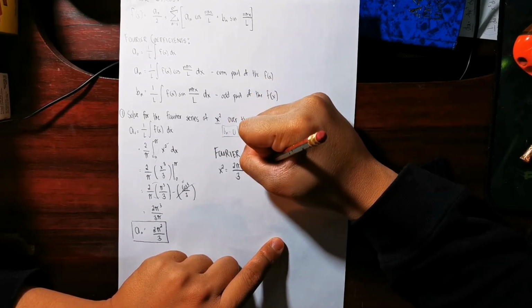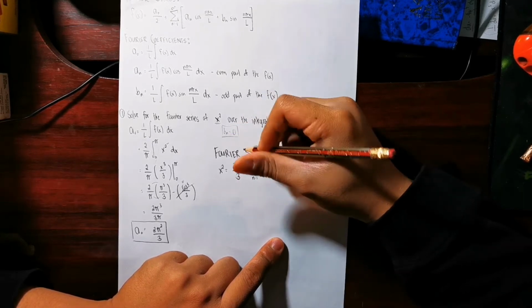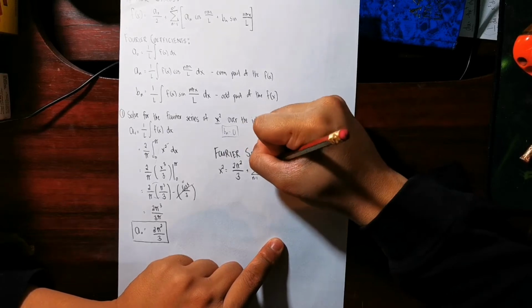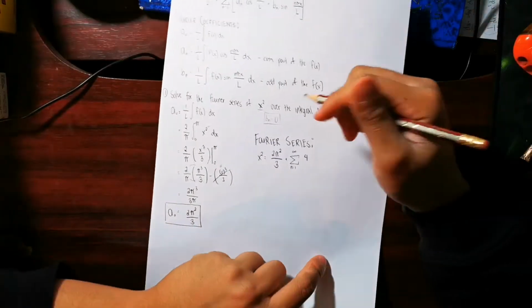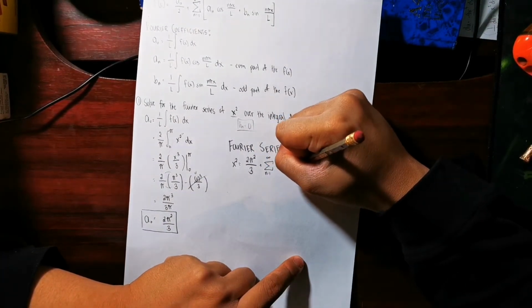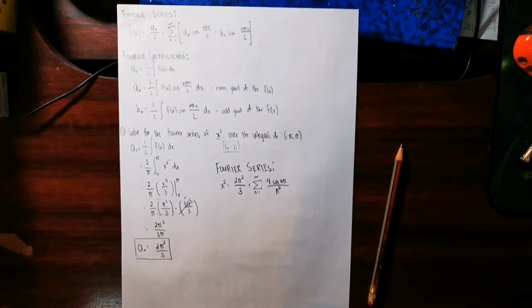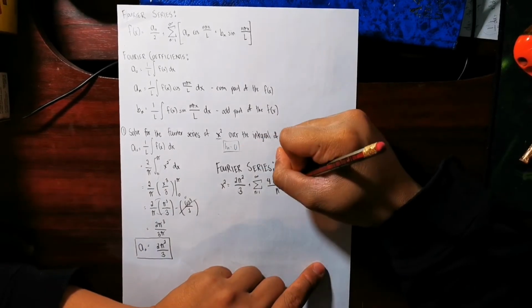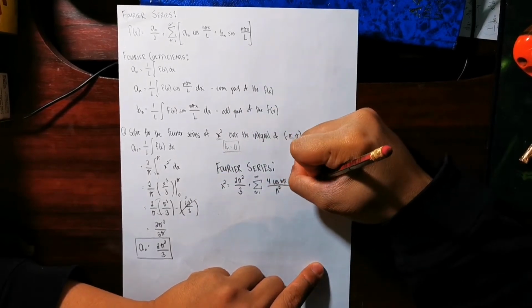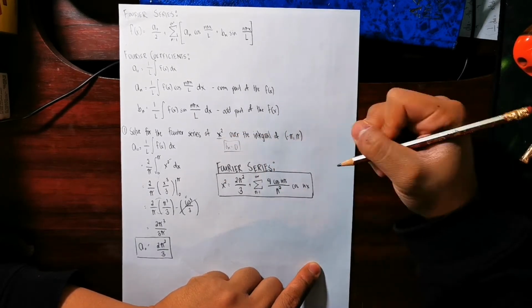we can just write this down as the sum from n equals 1 to infinity. A sub n is 4 cos n pi over n squared, 4 cos n pi over n squared. And that will be our Fourier series. You can just add cos nx. This is our Fourier series for the number 1 question.